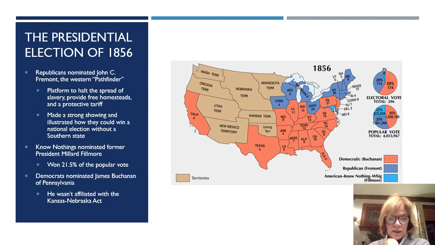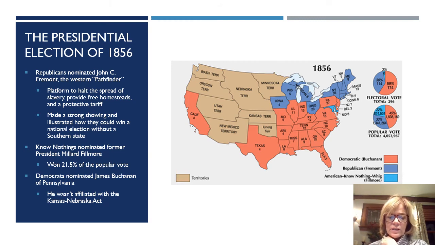The Know Nothings, they nominate former President Millard Fillmore. They keep this free soilers and know nothings that go with former presidents. But anyway, look at this. They got 21% of the votes. So you can tell how strong the sentiment was against immigrants.